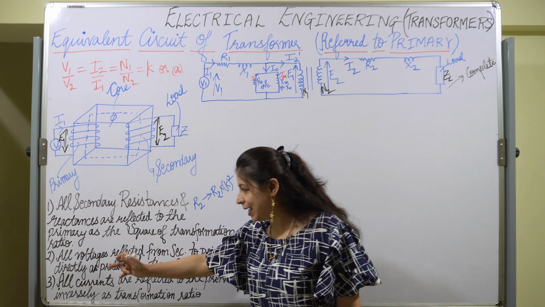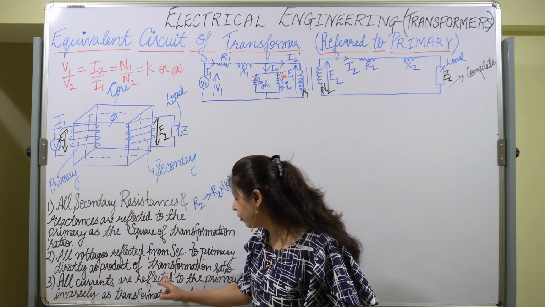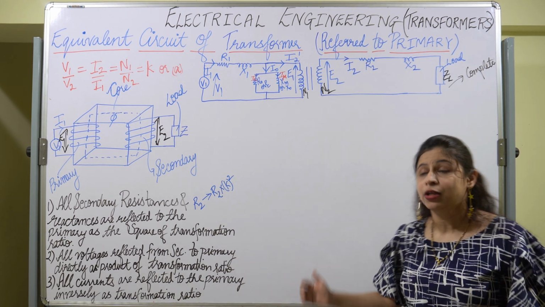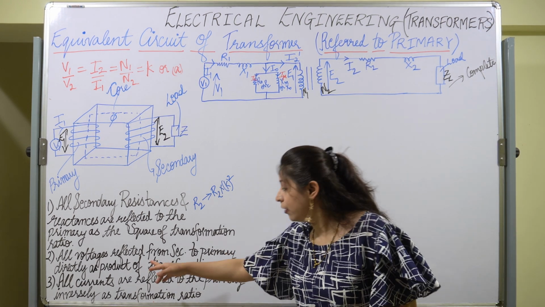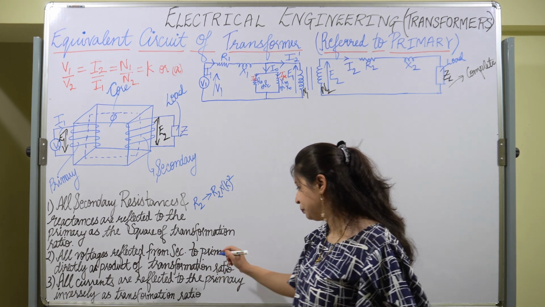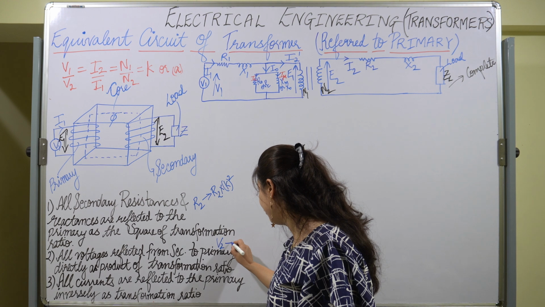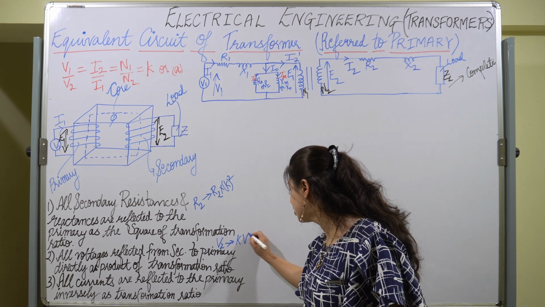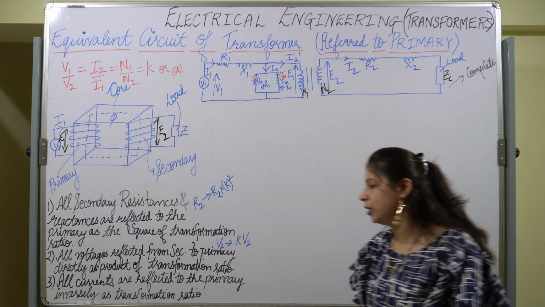Also, the second point says all the voltages reflected from secondary to primary are directly as the product of the transformation ratio. So whenever the voltages are shifted to the primary side from the secondary, they will be directly as the product of the transformation ratio. That means my V2, whenever it is reflected to the primary, will be K times V2.